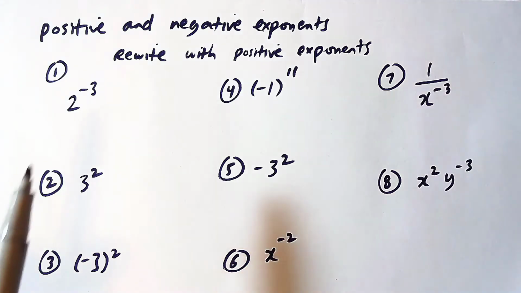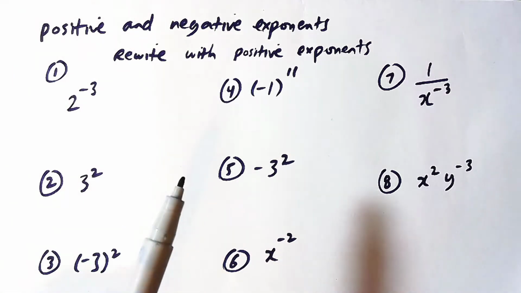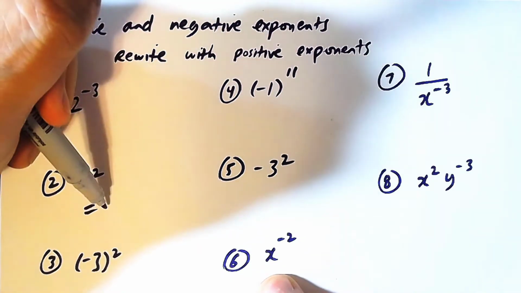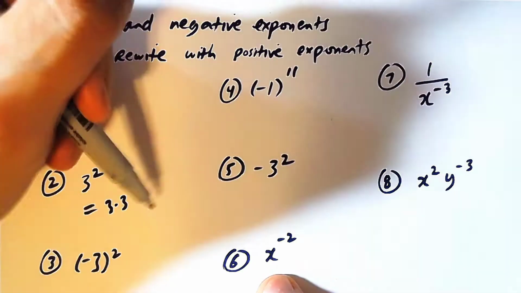So let's focus on some positive and negative exponents. Let's begin with number 2 here. What's 3 squared? 3 squared actually means 3 times 3, which equals 9.